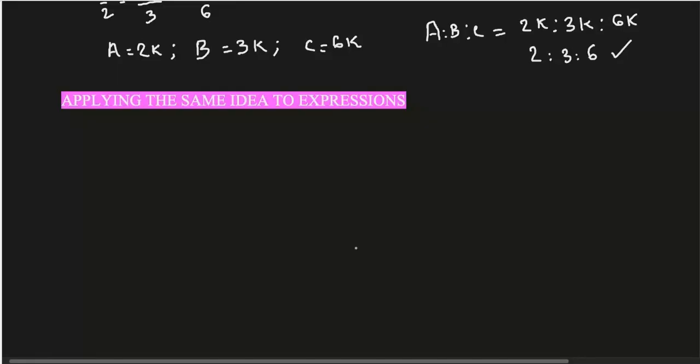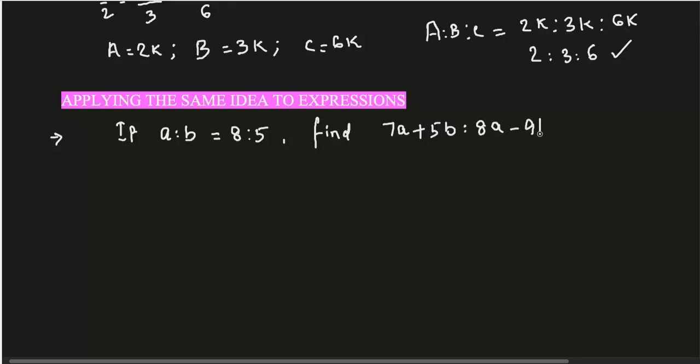So this K method also works when a ratio is given and you are asked to find the ratio of some other expressions built from the same letters. For example, one exercise problem we will do, you will understand it. If A is to B equal to 8 is to 5, find 7a plus 5b is to 8a minus 9b.